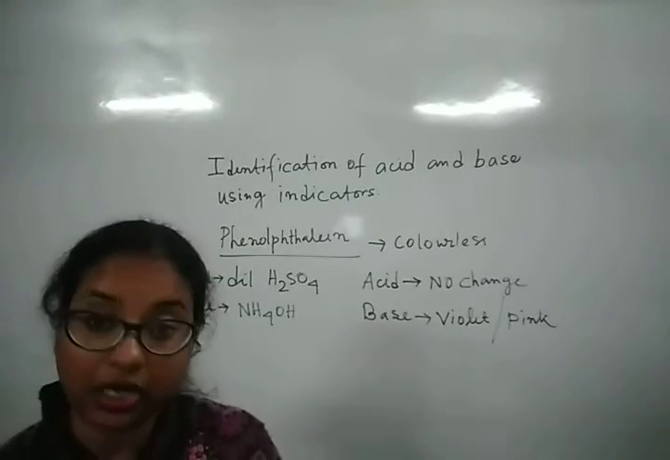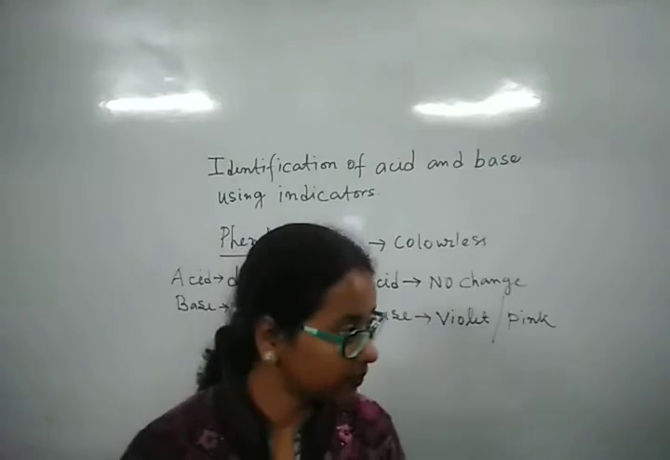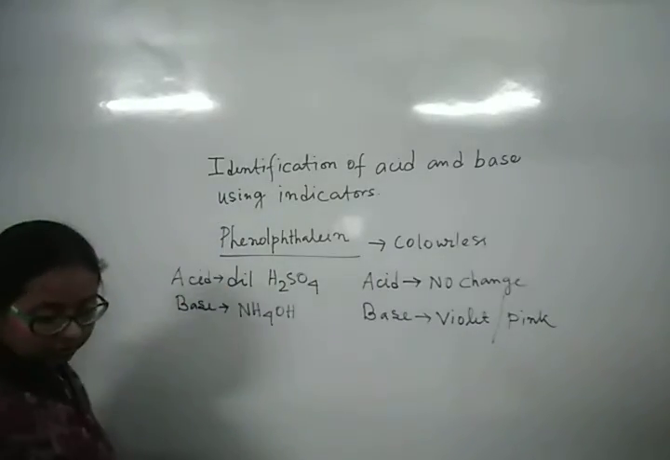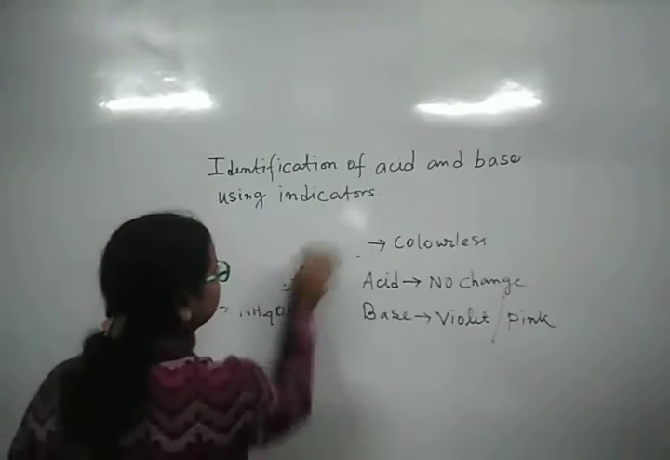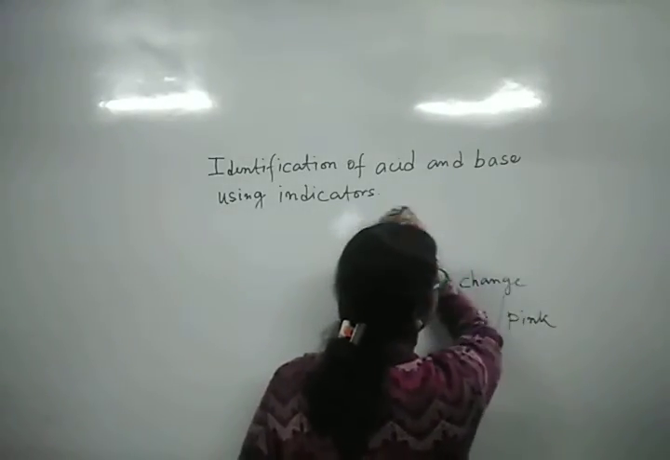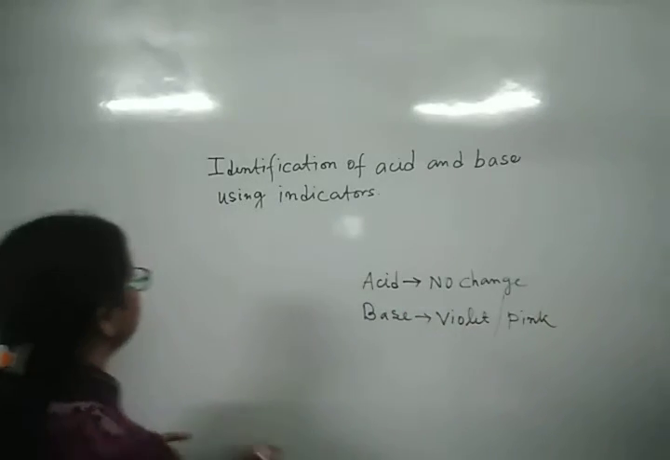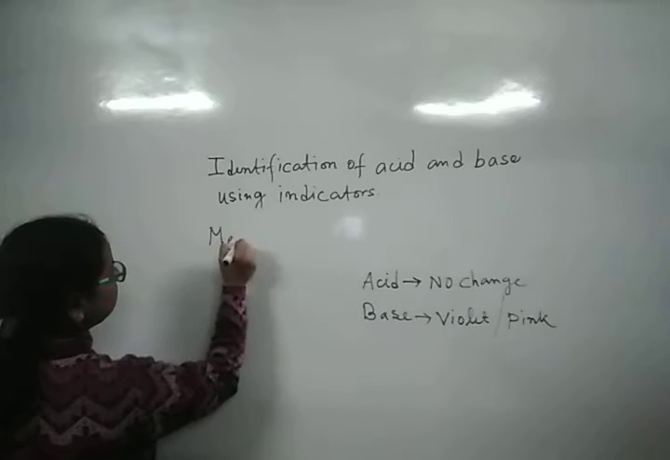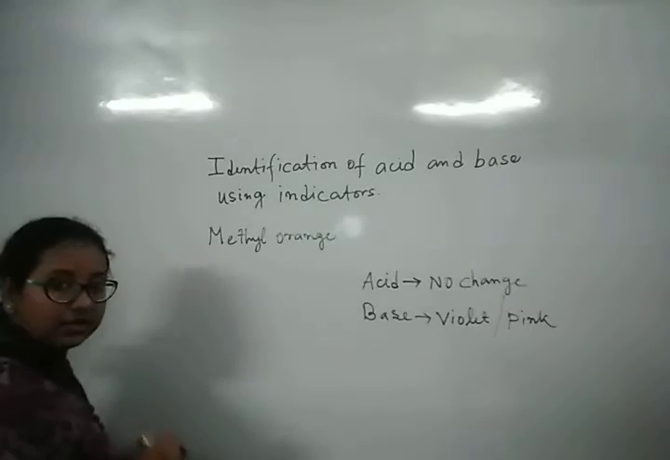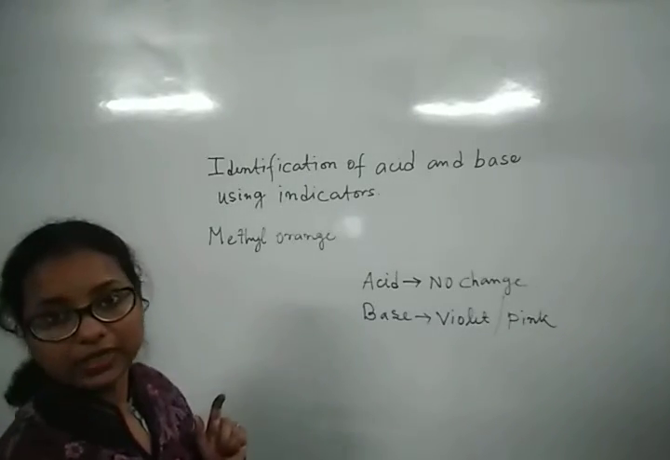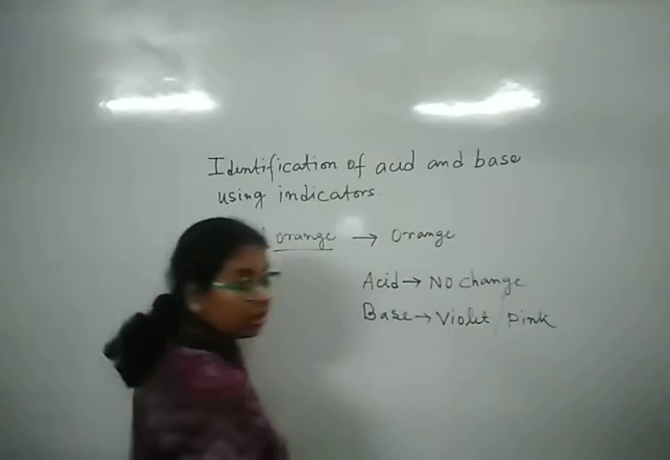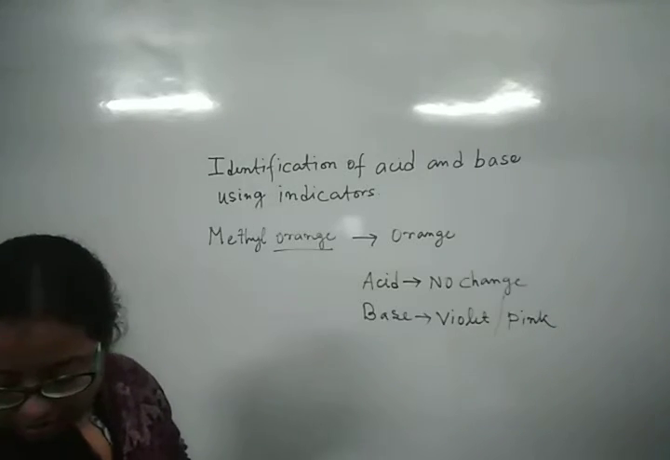Next, another indicator we are going to use to identify acid and base is methyl orange. By the name only you can understand what will be the original color of the indicator: orange.